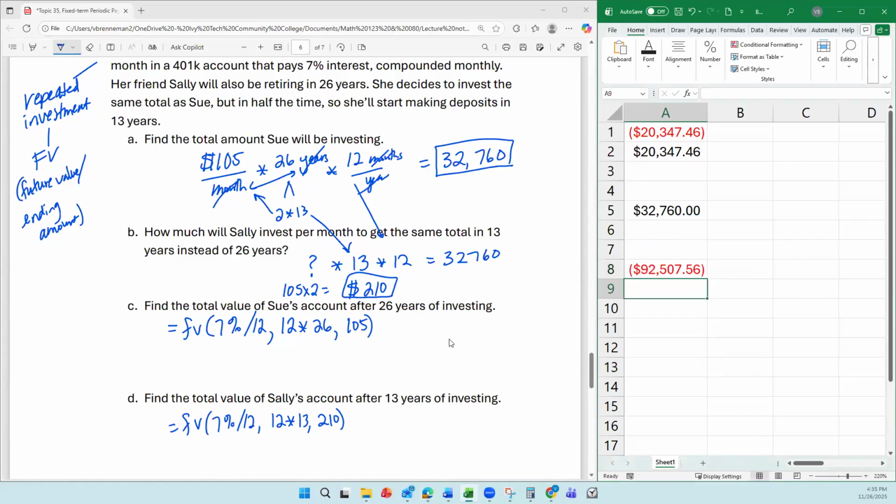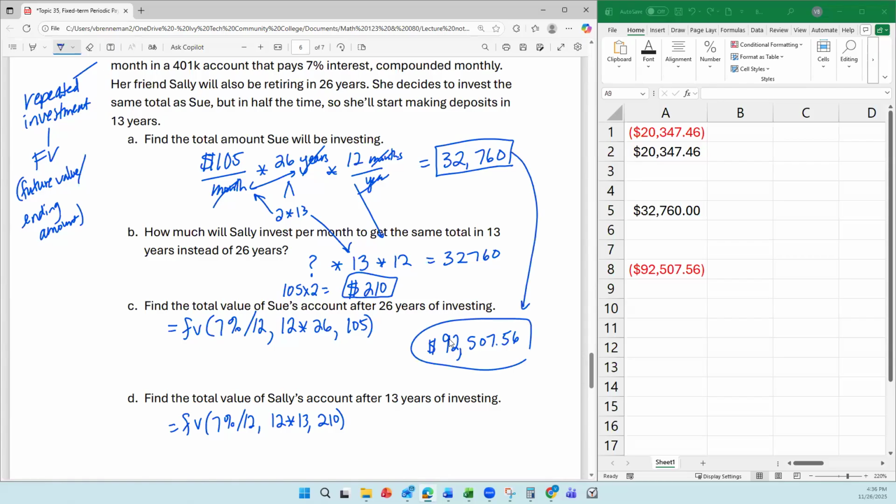She ends up with 92,507.56. She put in 32,000. Her money has gone up almost triple what she put in.